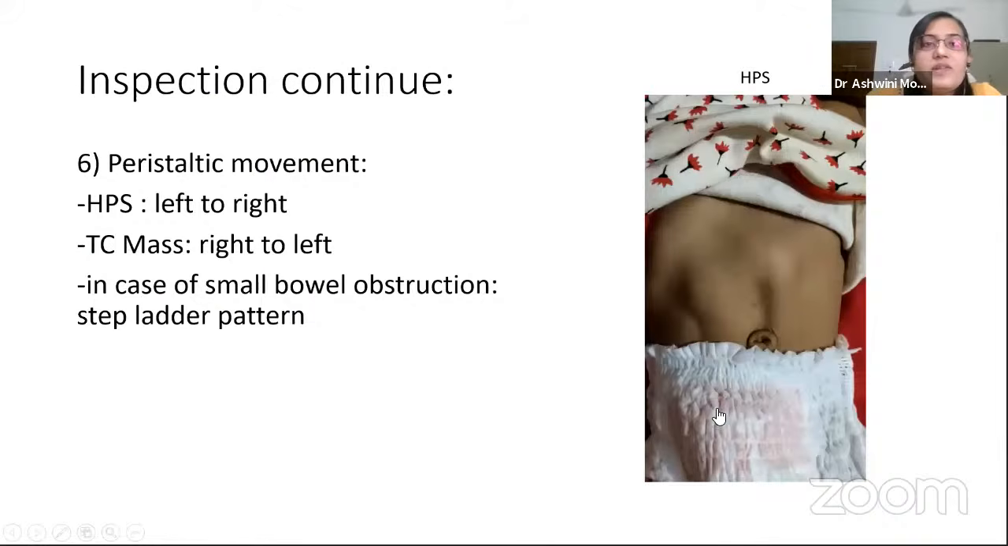So after the umbilicus, we will see if any peristaltic movement is present over the abdomen. It is important to see, because in case of hypertrophic pyloric stenosis, you will be able to see a left to right peristaltic movement over the pylorus or over the epigastric region. In a transverse colon mass, there will be a right to left movement. And in case of small bowel obstruction, you will be able to see the step ladder pattern.